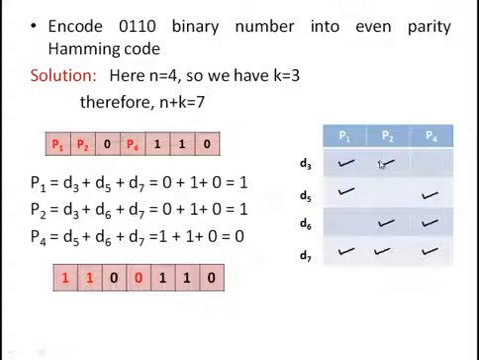Similarly, P2 depends upon D3, D6, D7. Again, you have to do the modulo 2 addition, or you can say the XOR operation of these bits, and you will get P2. Similarly, P4 depends upon D5, D6 and D7. This is the modulo 2 addition of the respective bits, and this will give you P4. Now you have to put these values, that is P1, P2 and P4, in their respective positions, that is 1, 1 and 0. So this is the required Hamming code of this binary number.